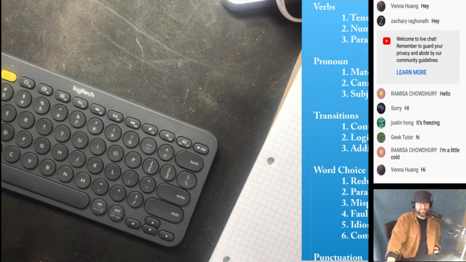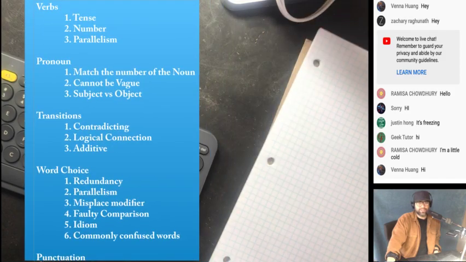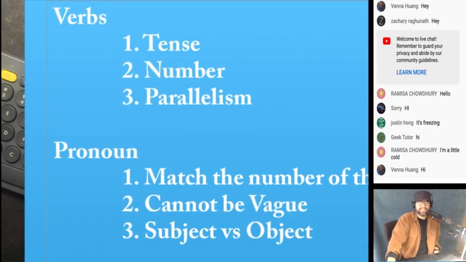Let's start talking about verb tense. The first thing that we need to go over, just as a general guideline, is the things that we need to look for here. So I'm going to make this bigger so y'all can see this.